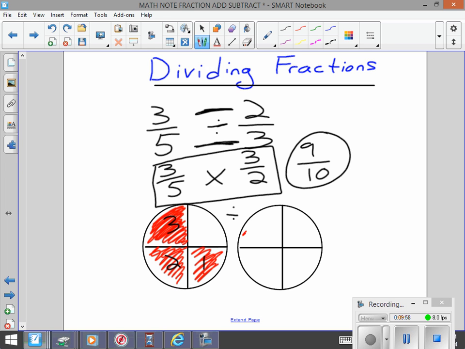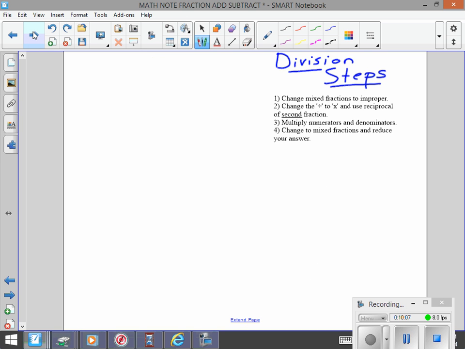If you notice, this ends up being larger than before. That's because we're dividing fractions. Anyway, let's walk through a couple. So here's your steps, like before.